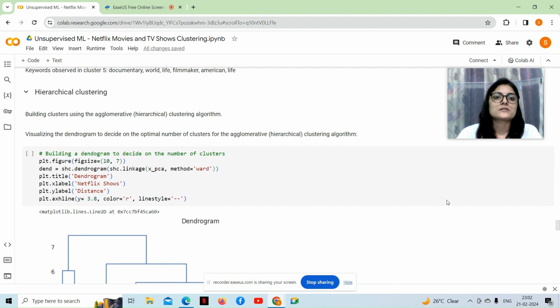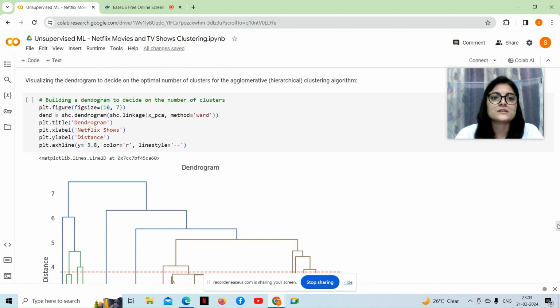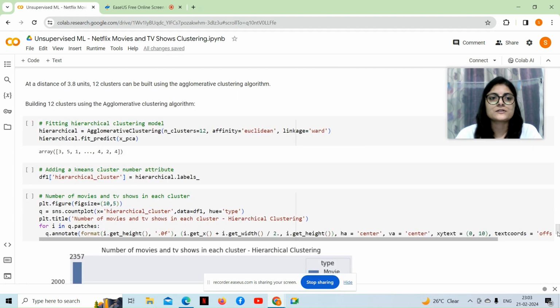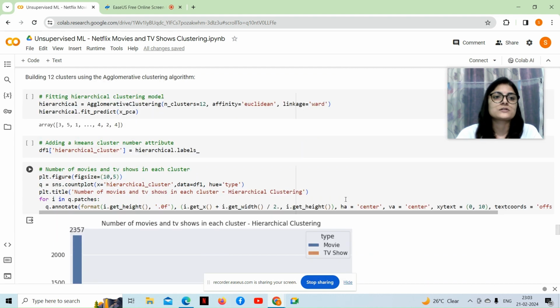Now, hierarchical clustering. Basically, what is hierarchical clustering? Here we are building clusters using the hierarchical clustering algorithm, and we are visualizing the dendrogram to decide on the optimal number of clusters. This we did. At a distance of 3.8 units, we can see 12 clusters we can build using the hierarchical clustering algorithm.